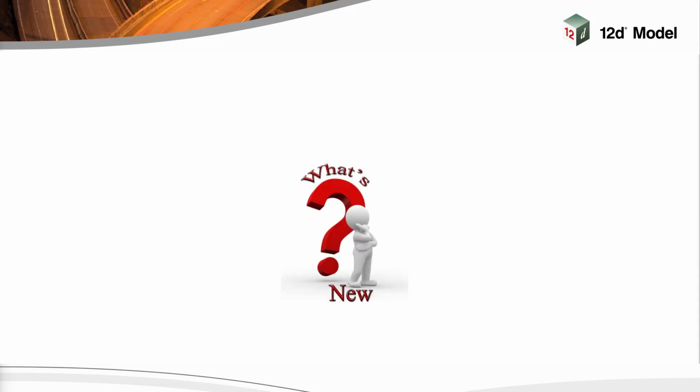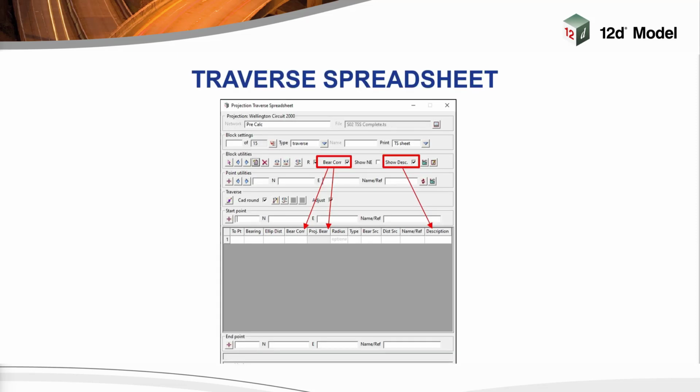Now, Traverse Spreadsheet time. Before we go into 12D model and play around with what's new and some of the settings, I'd just like to go through the actual Traverse Spreadsheet panel just to show you a couple of new tick box additions. We've got a tick box now called bearing correction, and when you tick that on, you'll have the bearing correction tab open up there and your projection bearing tab open up there. And we've also got a show description tab.